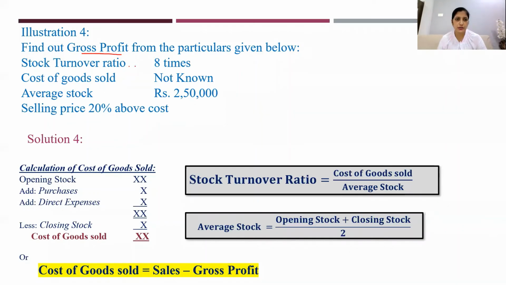We know stock turnover ratio is 8 times. Cost of goods sold, we do not know. Average stock, we know. Selling price is 20% above the cost. Remember this. So we have these formulas. Stock turnover ratio is equal to cost of goods sold divided by average stock. Average stock, as we all know, is opening stock plus closing stock divided by 2. Taking these formulas, we have to find the gross profit.